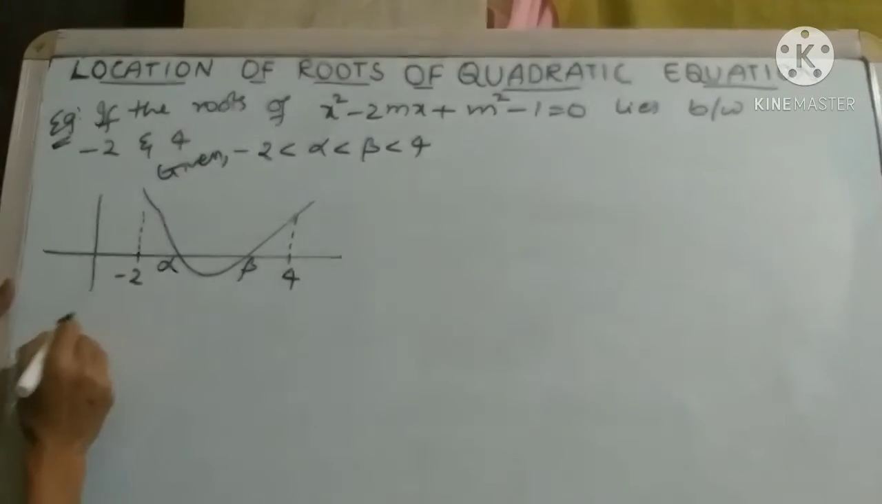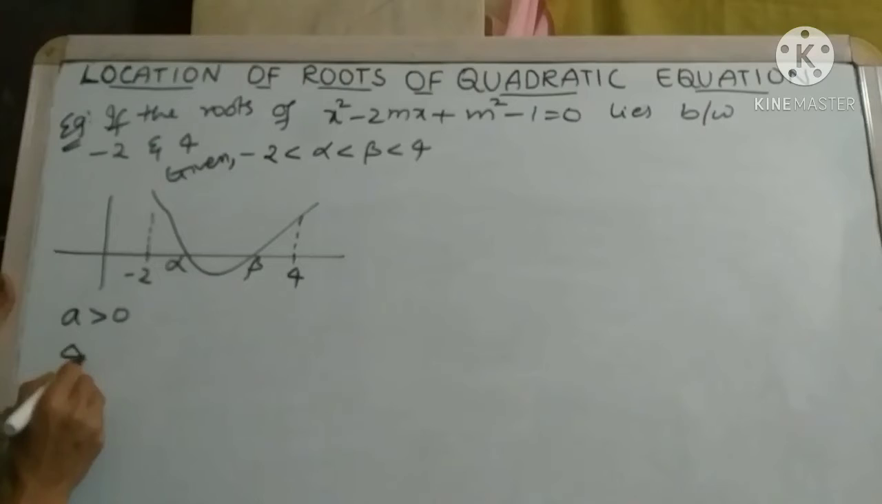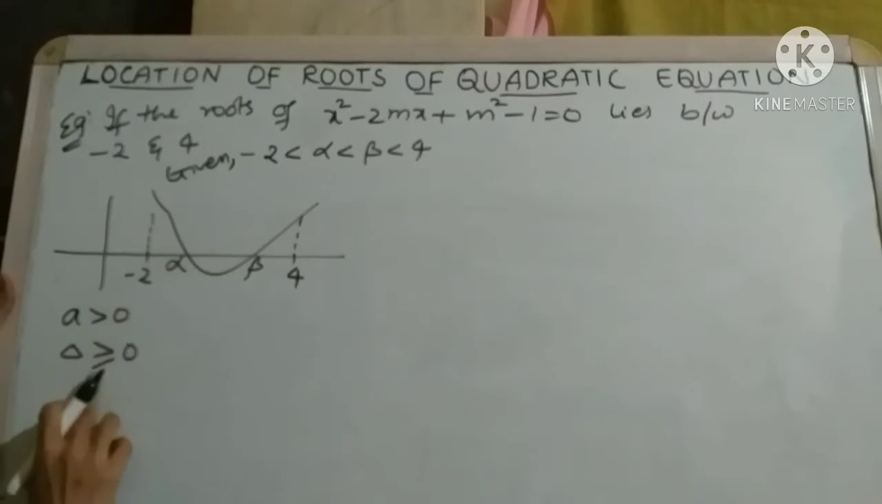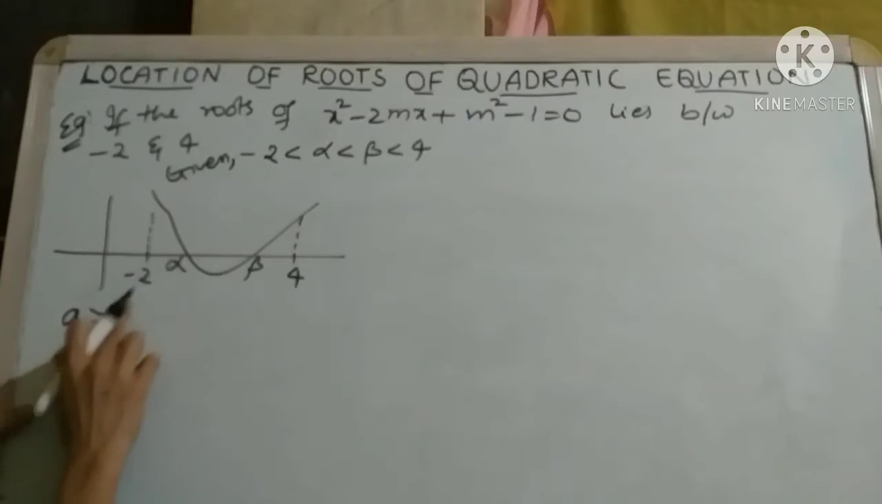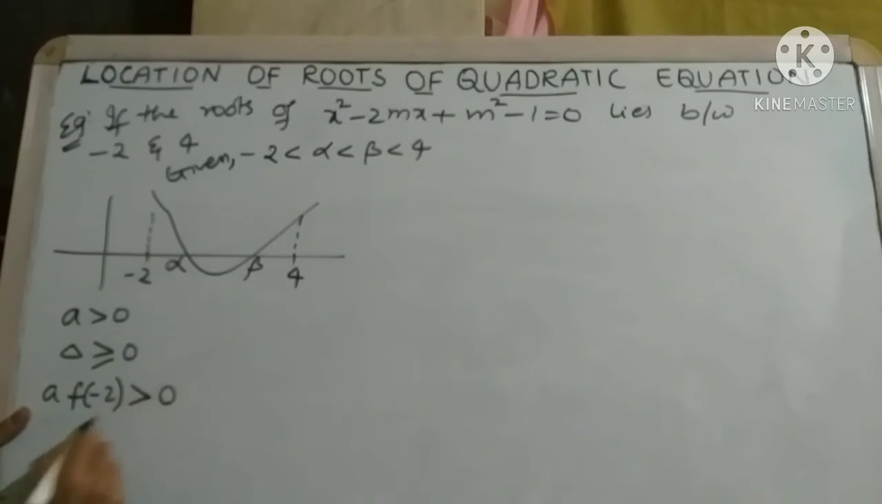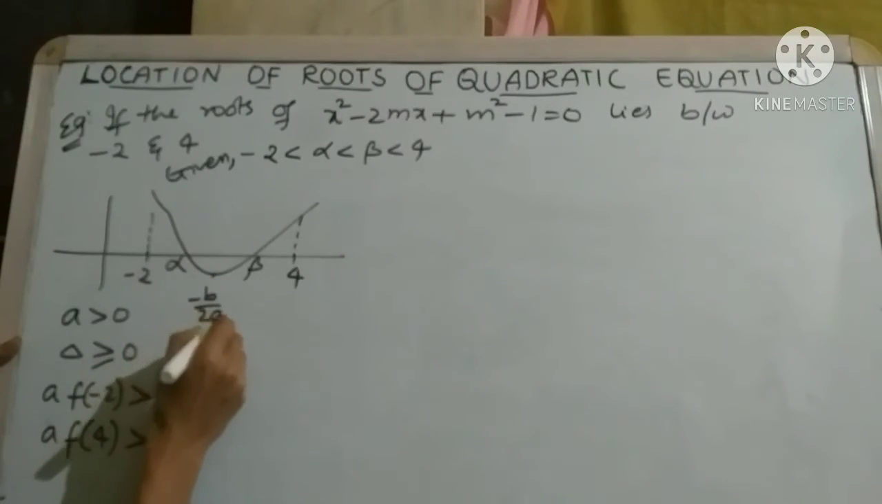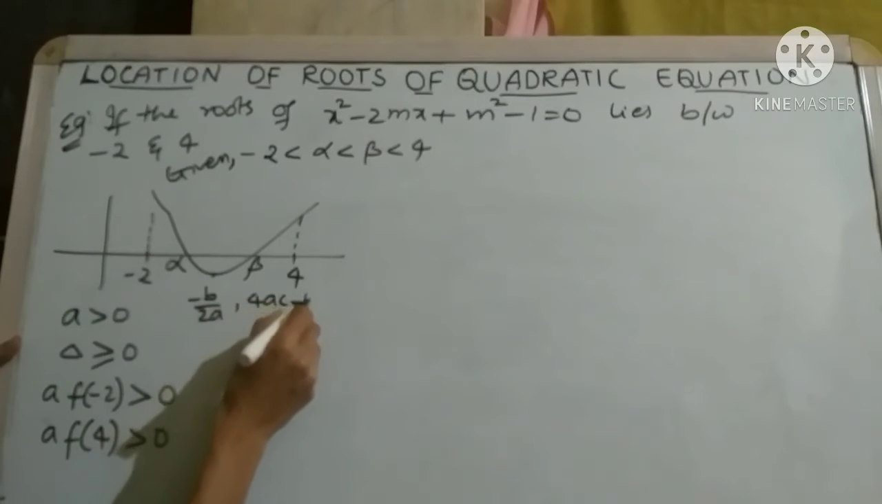And first what is the condition? A greater than 0, delta is greater than or equal to 0. Why? Because in between no real number, no, delta greater than or equal to 0. And after, a into f of minus 2, a into f of minus 2, so both are greater than 0 only. A into f of 4, that one also greater than 0 only. So a greater than 0. Then one more point here, this is nothing but vertex. Vertex means minus b by 2a, of 4ac minus b square by 4a.